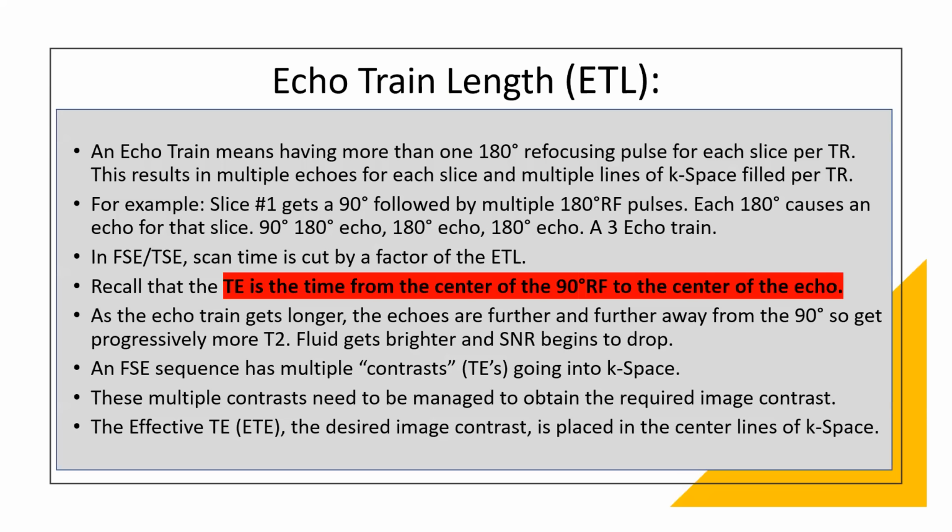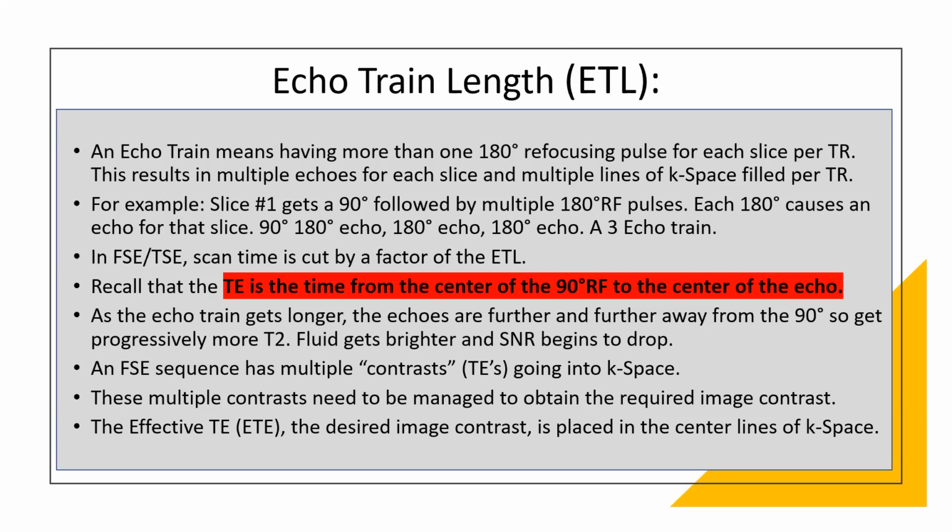All right, now echo train length. When you hear echo train, you start thinking, all right, fast or turbo spin echo. They might say to you, if your echo train is increased from 2 to 4, what's going to happen to your scan time? Well, you've just doubled your echo train, so you're going to halve your scan time. So scan time is cut by a factor of the echo train.